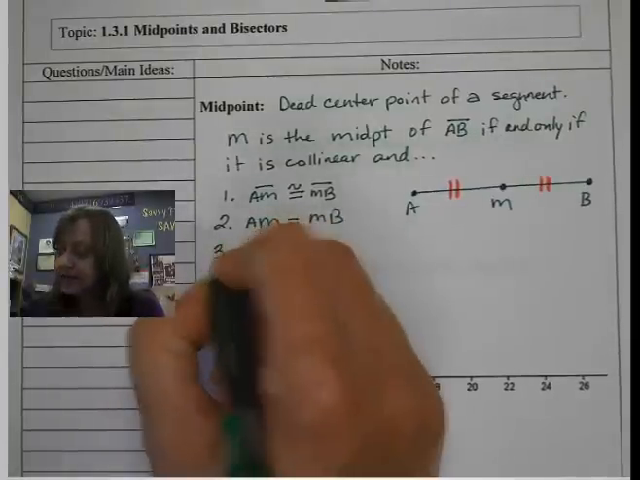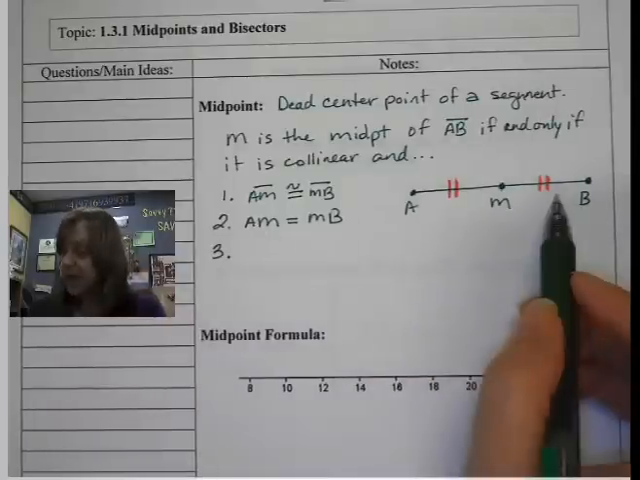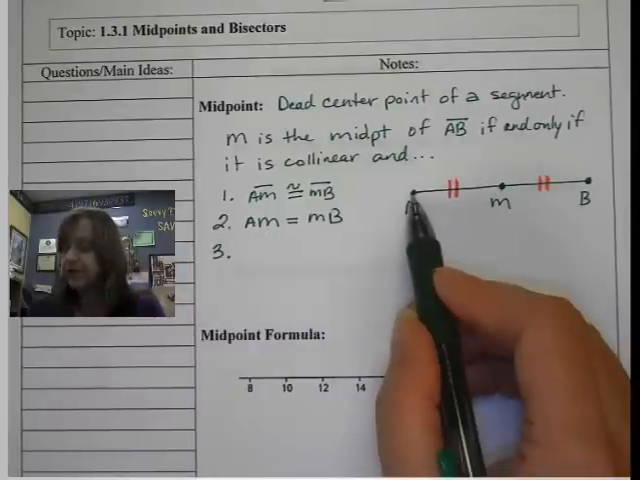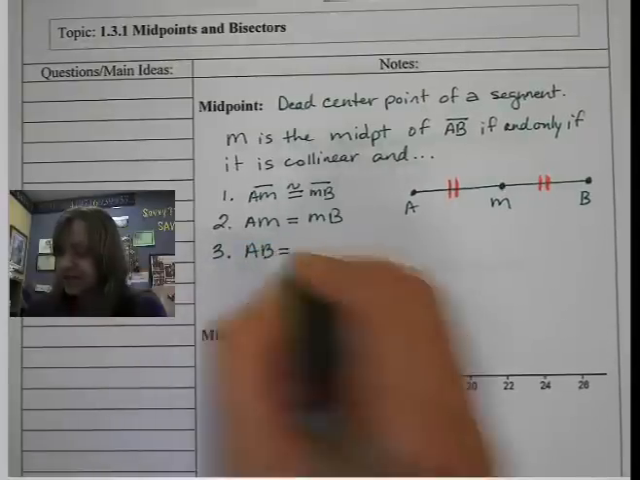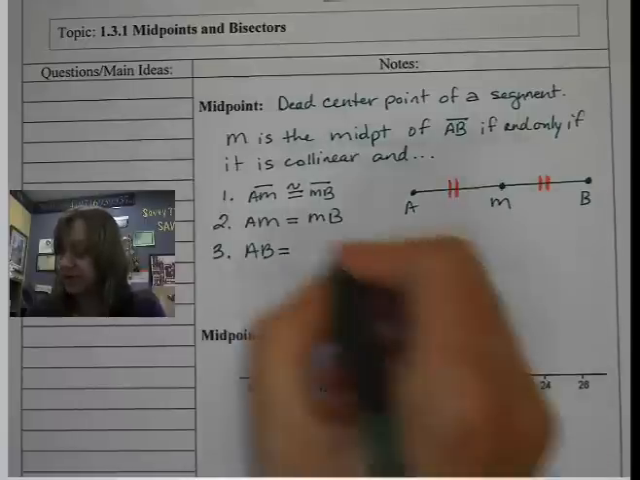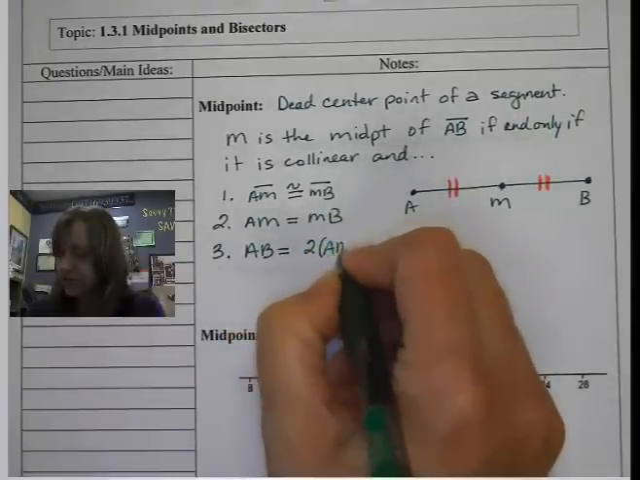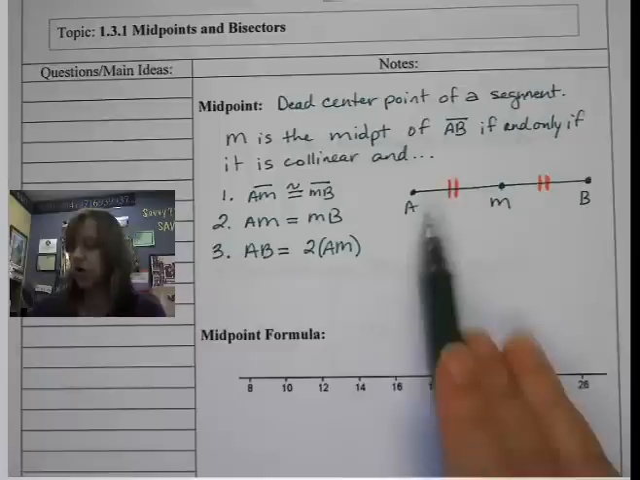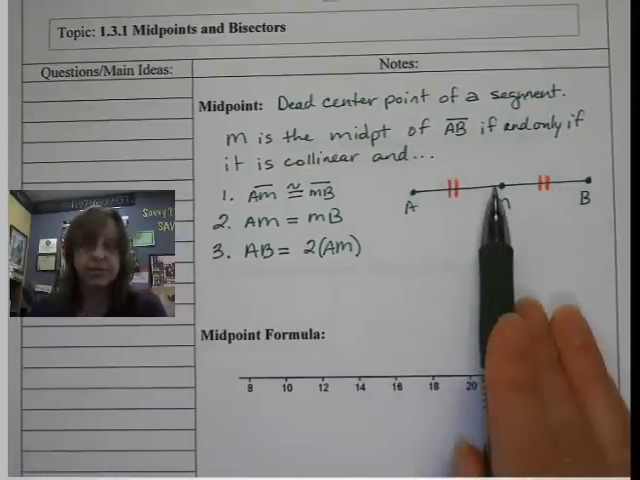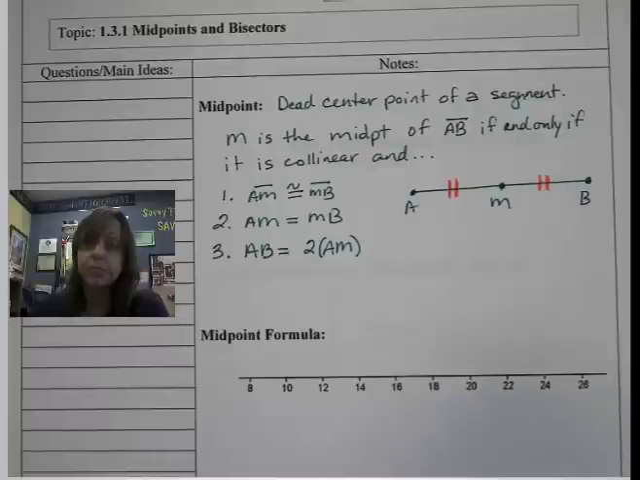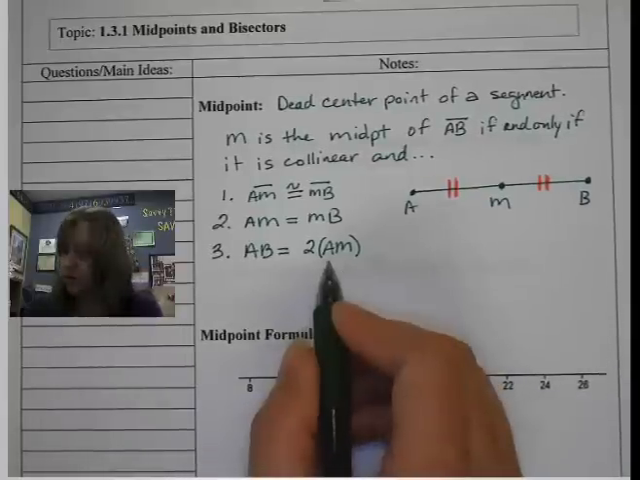A third test would be to look at it as compared to the whole thing. Let's say that the distance from A all the way to B, that's the same thing as taking 2 of one of the pieces. So 2 times, we'll just use AM as an example. 2 times the distance from A to M. So the whole thing is equal to twice the size of one of the pieces. Then that means that that point M would be your midpoint. Now this also could be MB, of course.